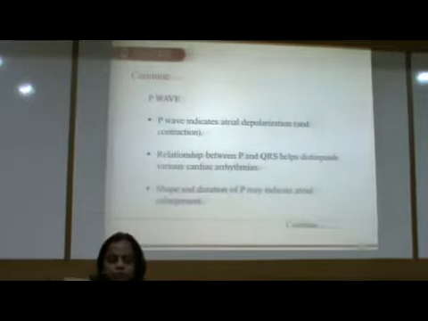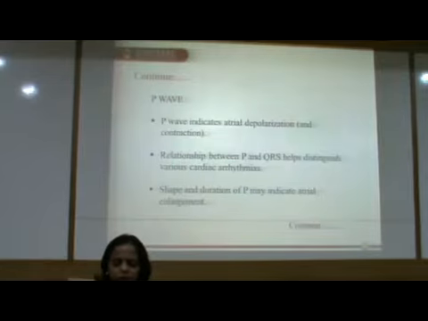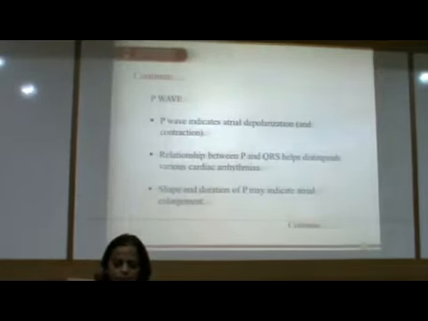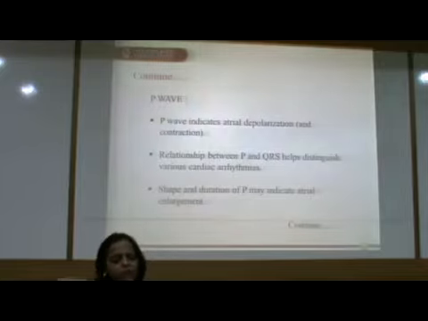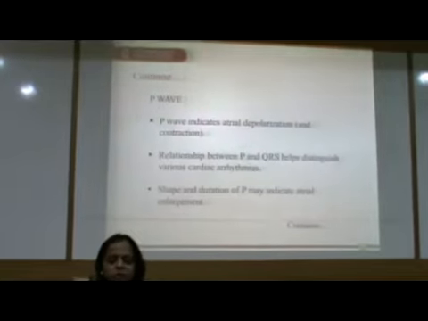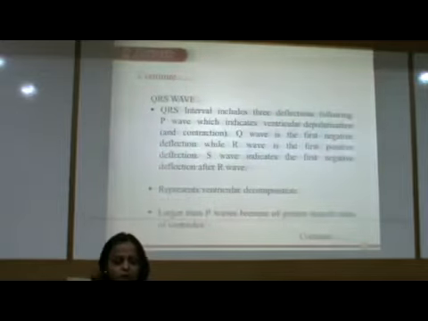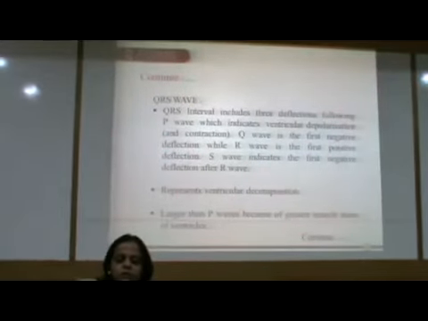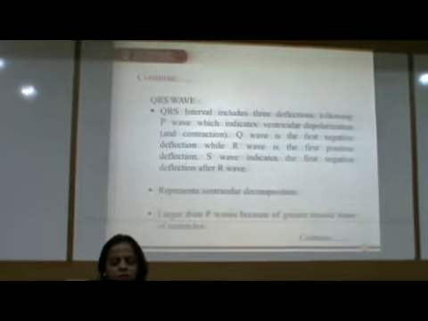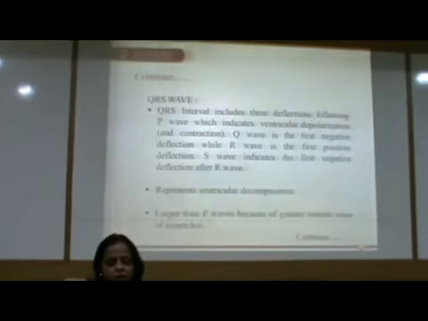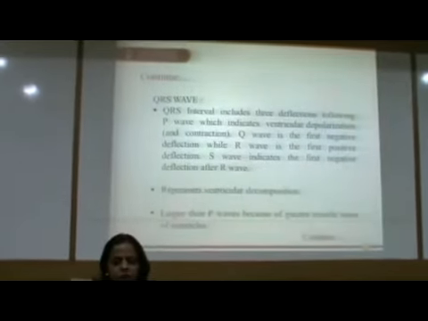First is the P wave. The P wave indicates atrial depolarization and contraction. Its relation between P and QRS helps distinguish various cardiac arrhythmias. Shape and duration of the P wave indicate atrial enlargement. The QRS complex includes 3 deflections following the P wave, which indicate ventricular depolarization and contraction.